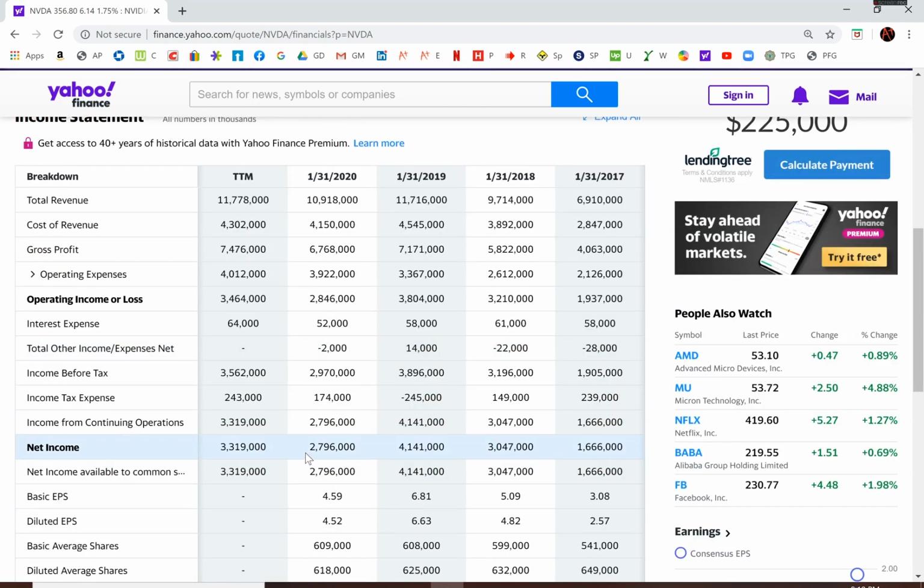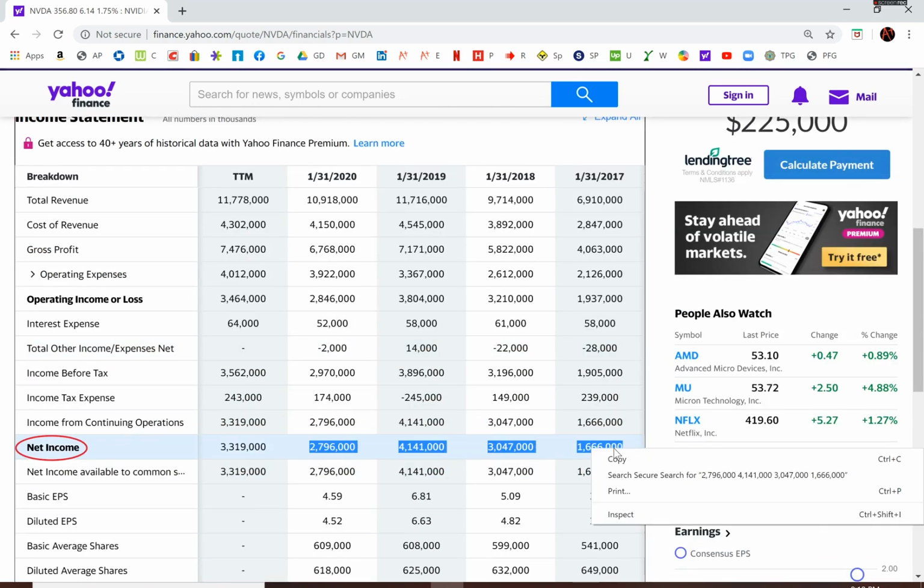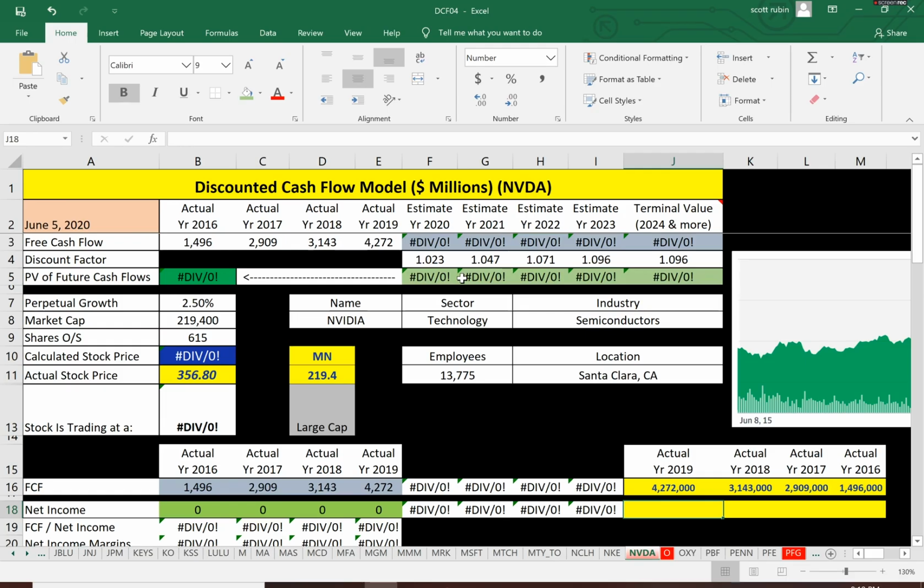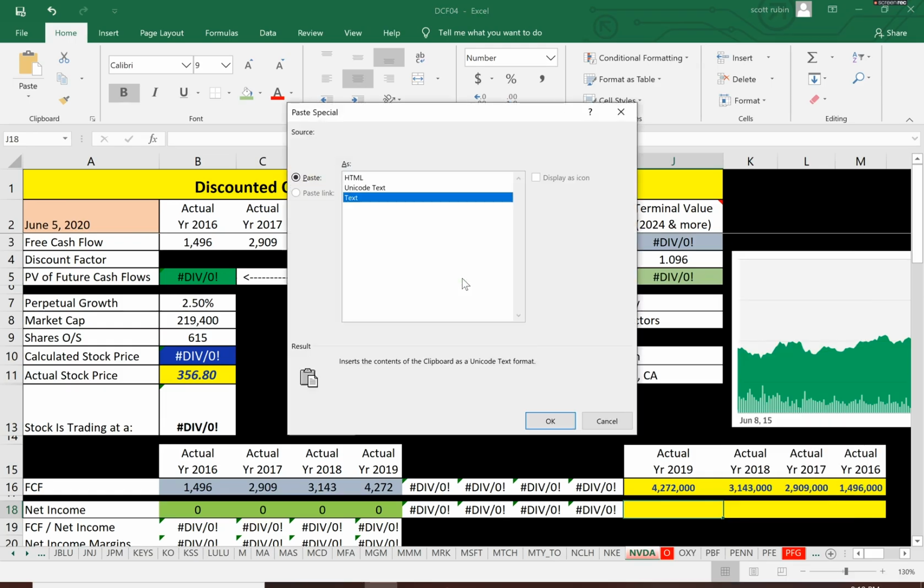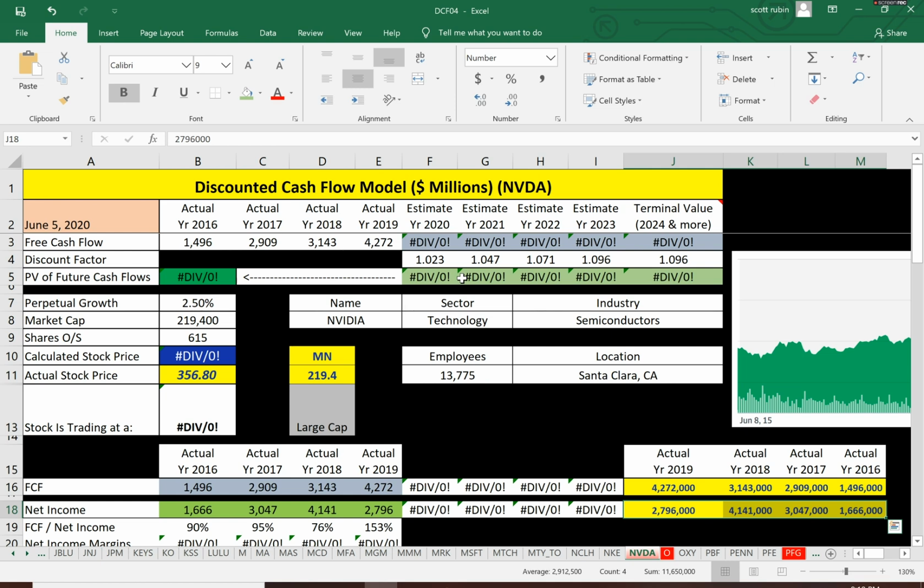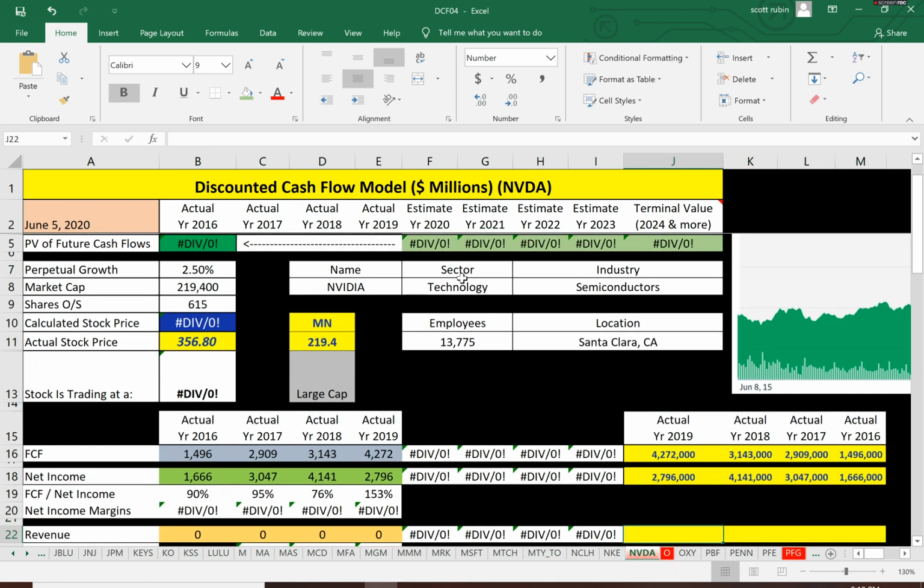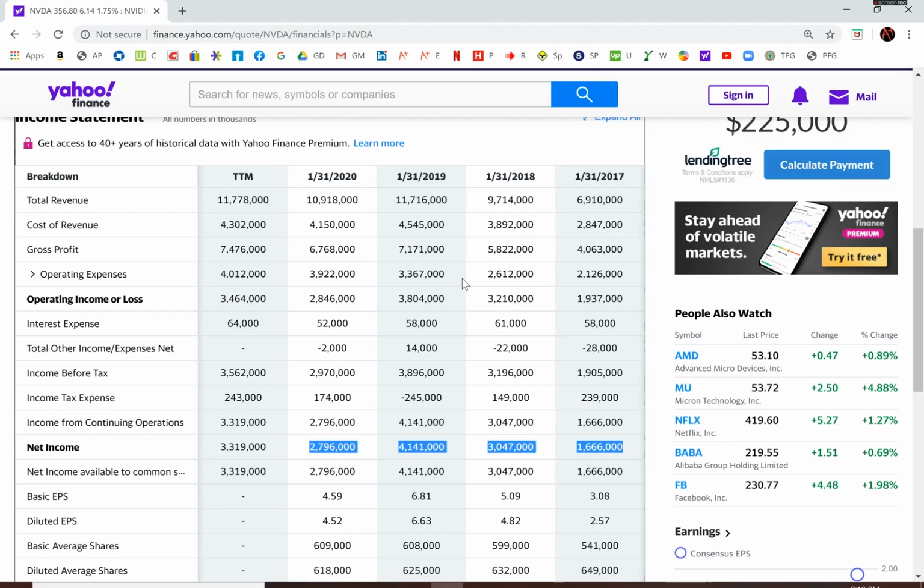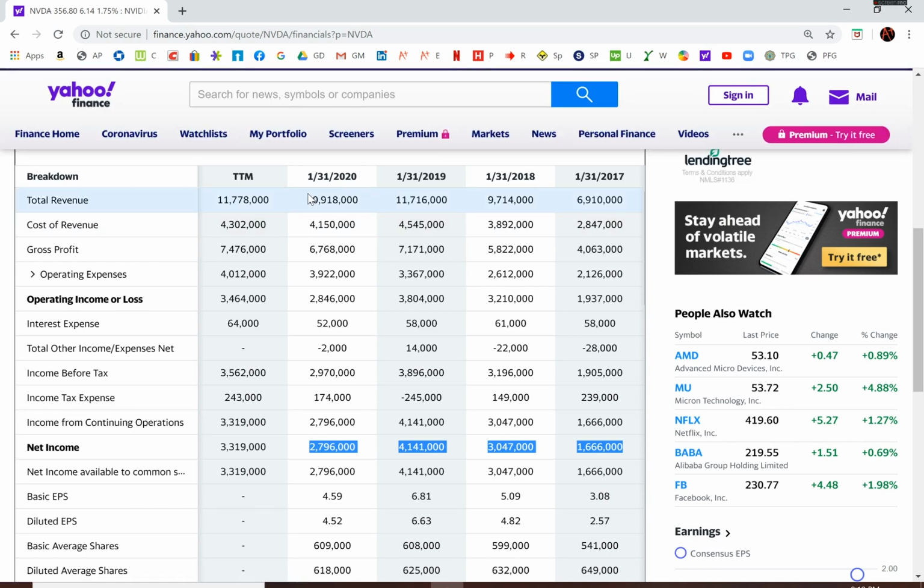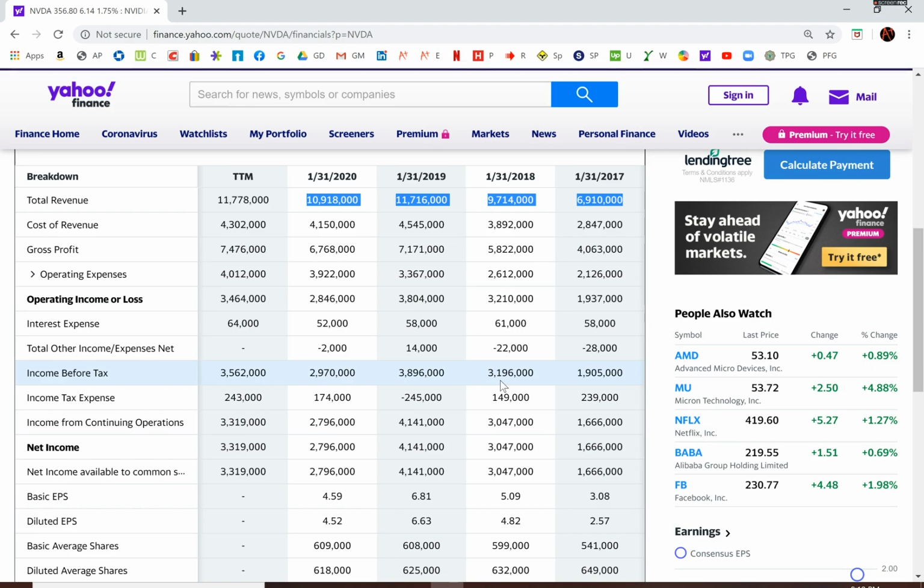Net income we also need for the model, and that's your profit or loss for a given time period. But we don't forecast net income because net income has a lot of non-cash items in it, so it's not good for forecasting purposes. But cash flow is.